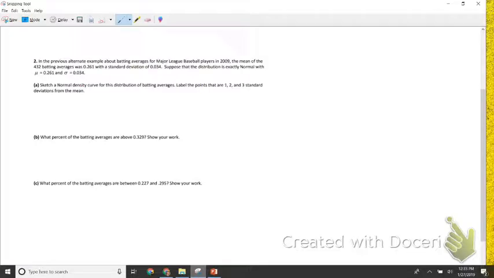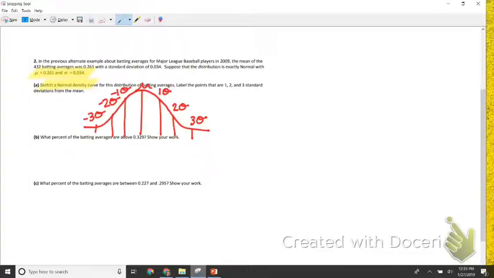Let's take a look at how we would use this rule. So, let's say that the distribution of batting averages in Major League Baseball was approximately normal with a mean of 0.261 and a standard deviation of 0.034. First, we'll draw a sketch of the normal density curve. Recall that this curve is bell-shaped, it's symmetrical, unimodal.